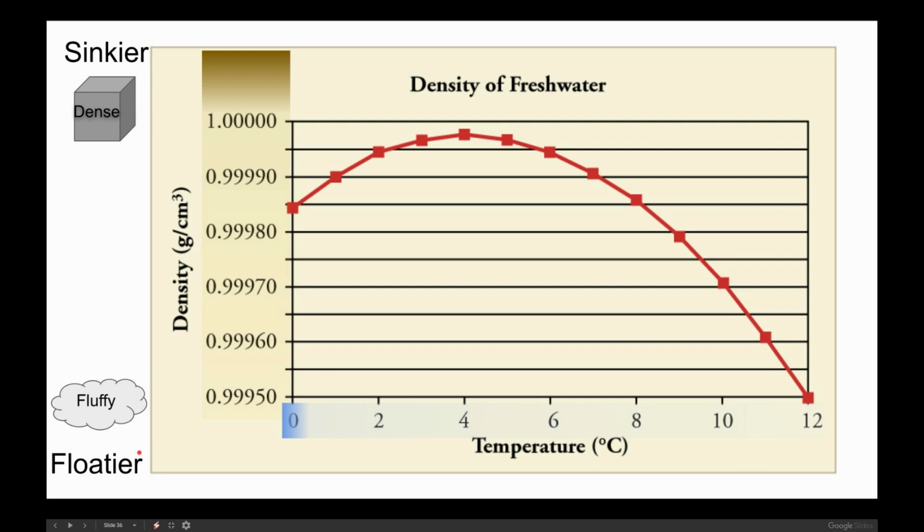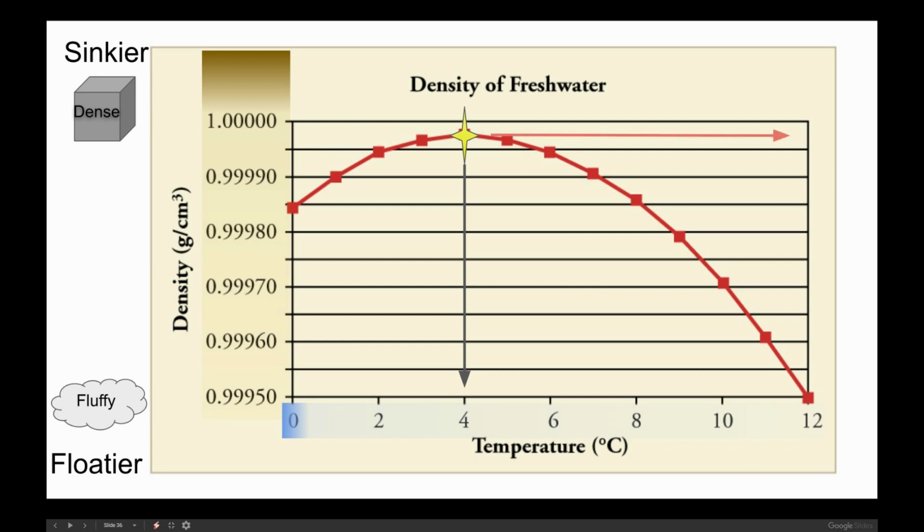And I know it's a lot to memorize, but you might want to make a little crib sheet with these. So sinkier and floatier. So if the density of water is lower than another chunk of water, it will sink, or sorry, float. Now, water's peak density is at 4 degrees. So at 4 degrees, water is as sinkiest as it gets.